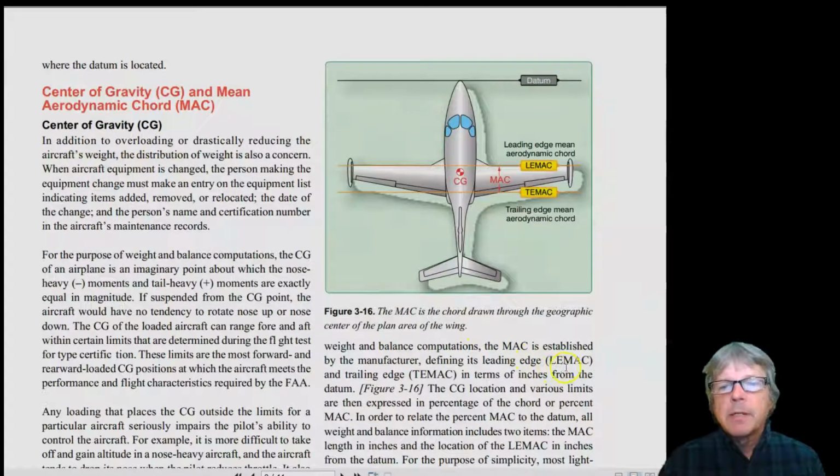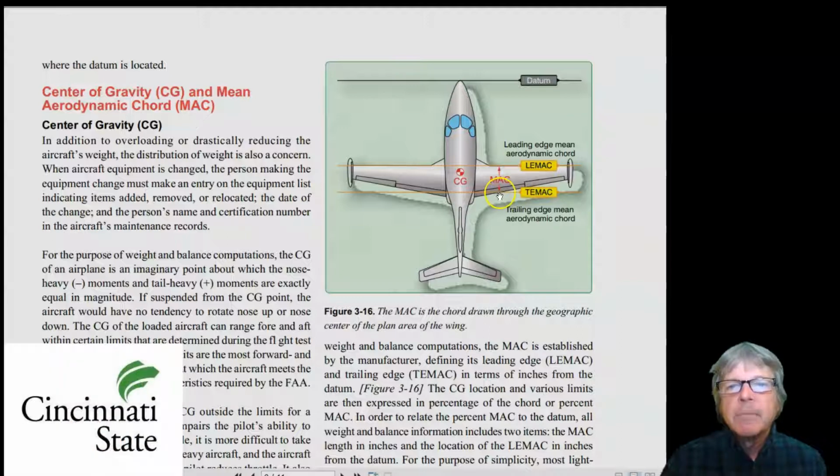A couple other things: they have what they call LEMAC, which is the leading edge at the mean aerodynamic chord, right here at this arrow. That's LEMAC, leading edge mean aerodynamic chord. TEMAC, T-E-M-A-C, is the trailing edge of the wing, located at this other arrow. So TEMAC is the trailing edge at this mean aerodynamic chord, the average width of the wing.